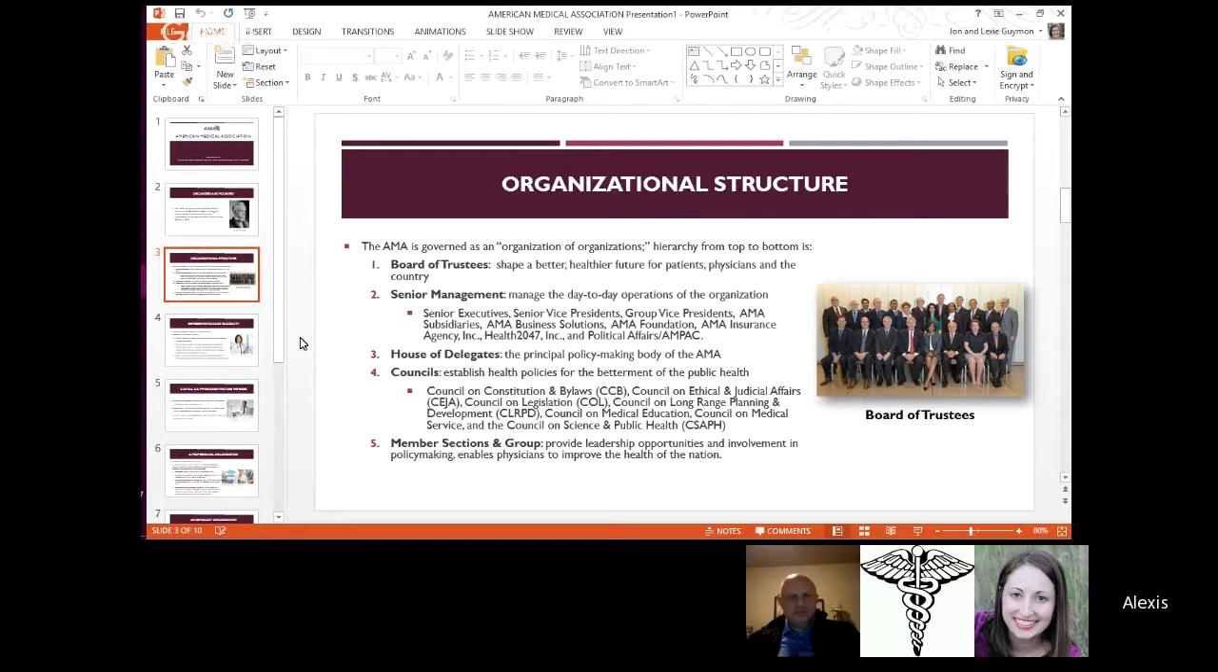Then there's a House of Delegates, which is the principal policy making body of the AMA. And then there's a bunch of councils that are built to work on different things, such as the Constitution and bylaws, ethical and judicial affairs. There's a council on legislation, long-range planning and development, medical education, medical service, and science and public health. And then there's the typical members and groups that different physicians can join and be part of, putting their input into the policies, and then they can join different councils and things like that.